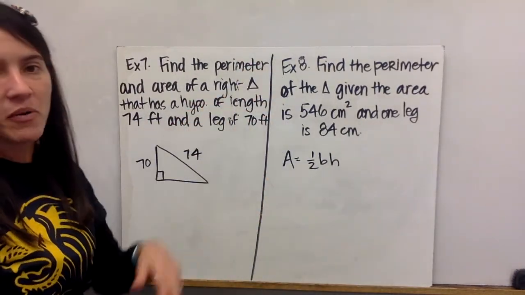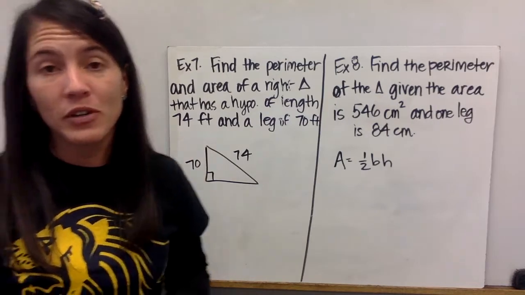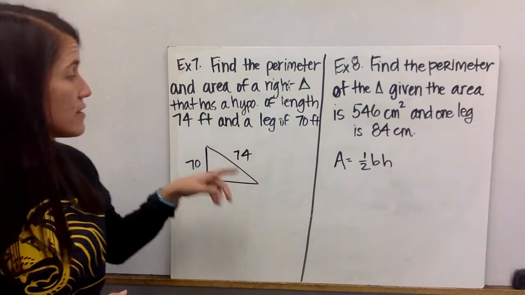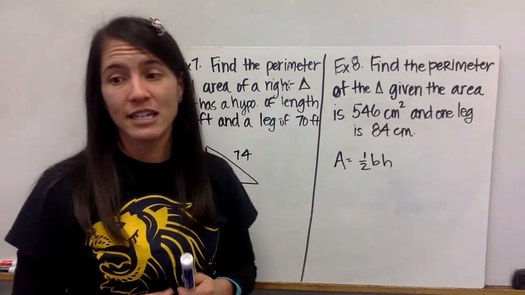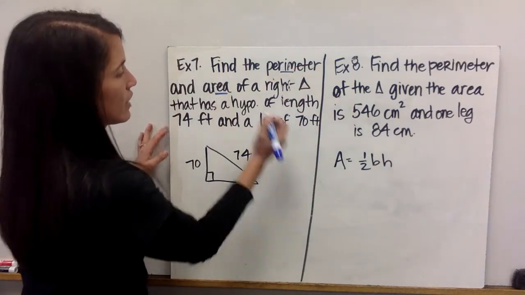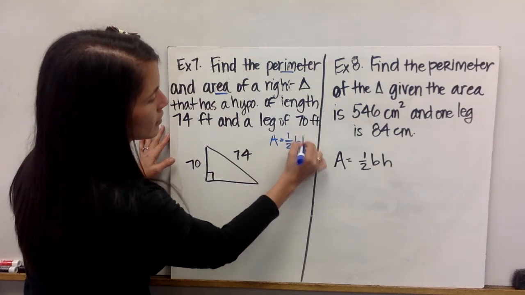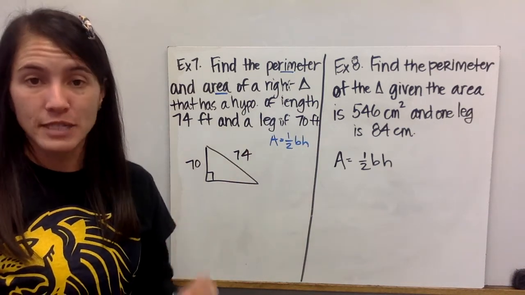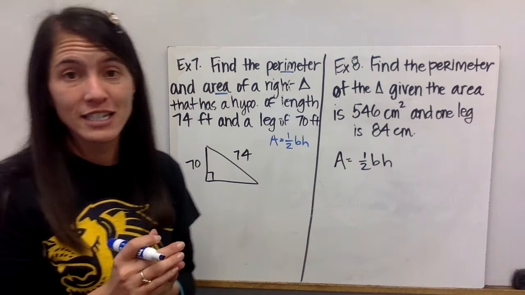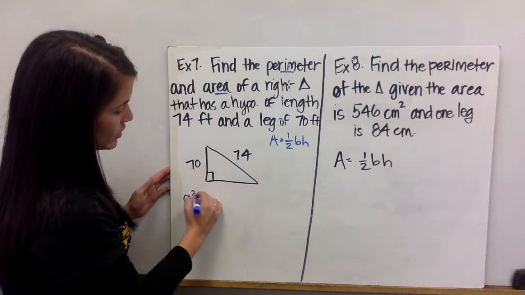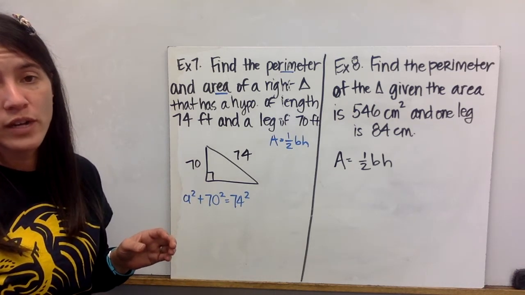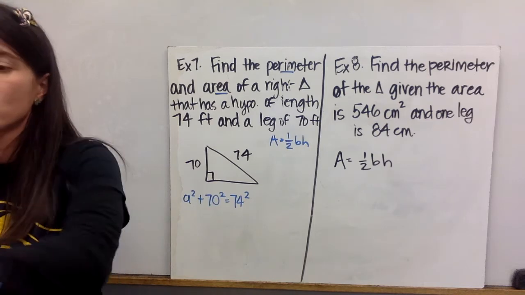All right. Some more words got erased. Number 7. Find the perimeter and the area of a right triangle that has a hypotenuse of length 74 and a leg of 70. Now, draw the picture on your paper because I already have the picture. We're looking for the perimeter and the area. If you have forgotten, the area is half the base times the height. So we're missing this leg right here. That's going to be our first part. We have to find it using the Pythagorean theorem. So a squared plus 70 squared equals 74 squared. Then, whoops, you would square it all.